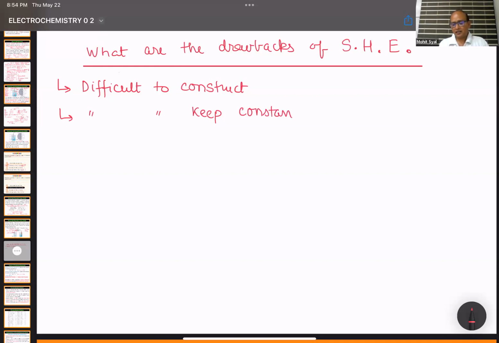It is difficult to keep and maintain the constant pressure of H2 gas as 1 atmosphere. In the same way, it is also difficult to keep the concentration of HCl equal to 1 molar.